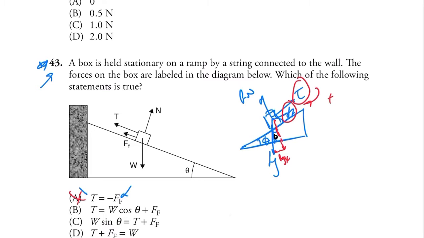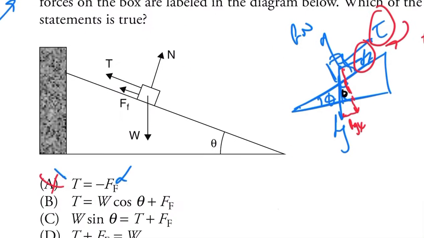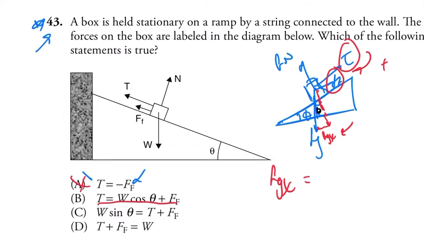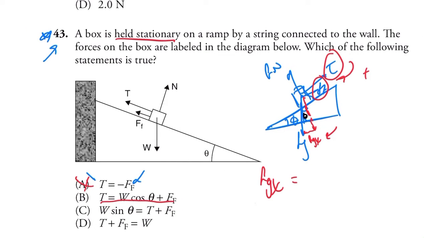Let's check the second one. So we're saying that the tension is equal to W cosine theta. So now they did account for the FGX. So let's see if they are the same. So I'm going to say that FGX is going to equal, let's say it is stationary. It's not moving, as it said right here, held stationary. So we're going to have tension plus FF. Okay, so we're going to have that.